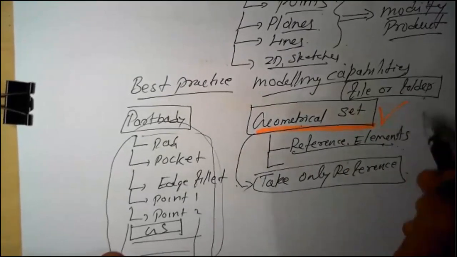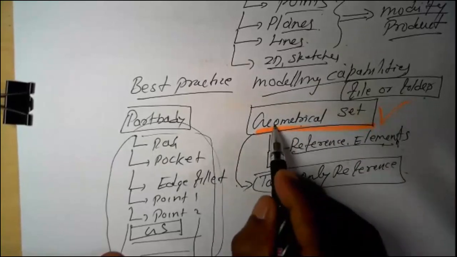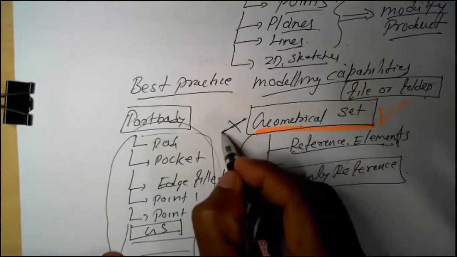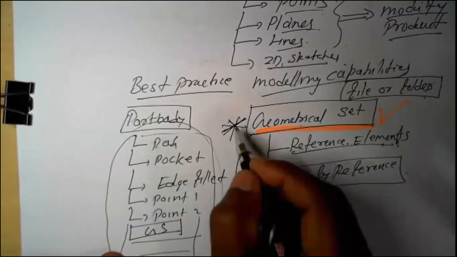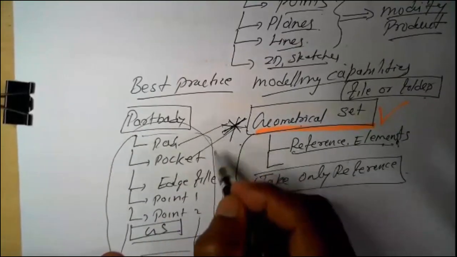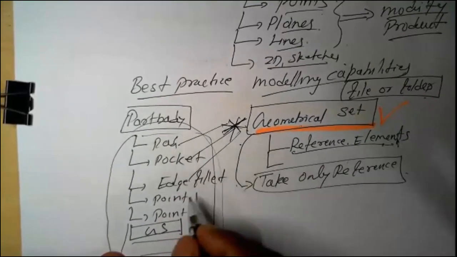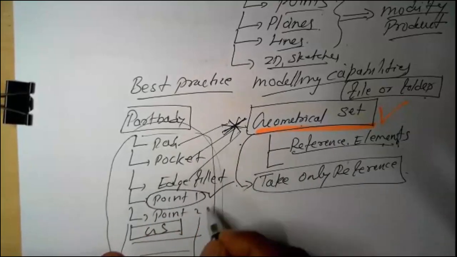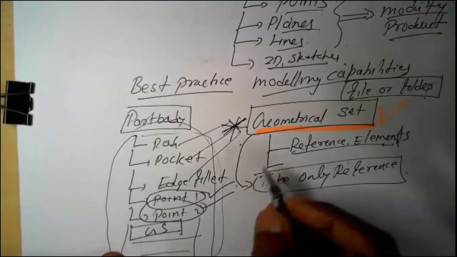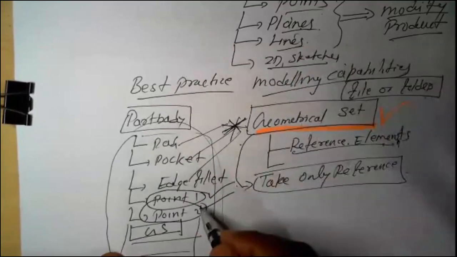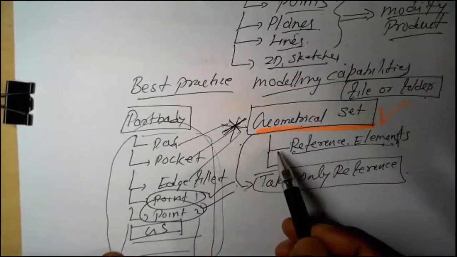Make a note, only my reference element. Geometrical set never ever accepts pad, pocket, edge fillet, all the stuff. It accepts only point, or lines, or planes. So are you guys clear?